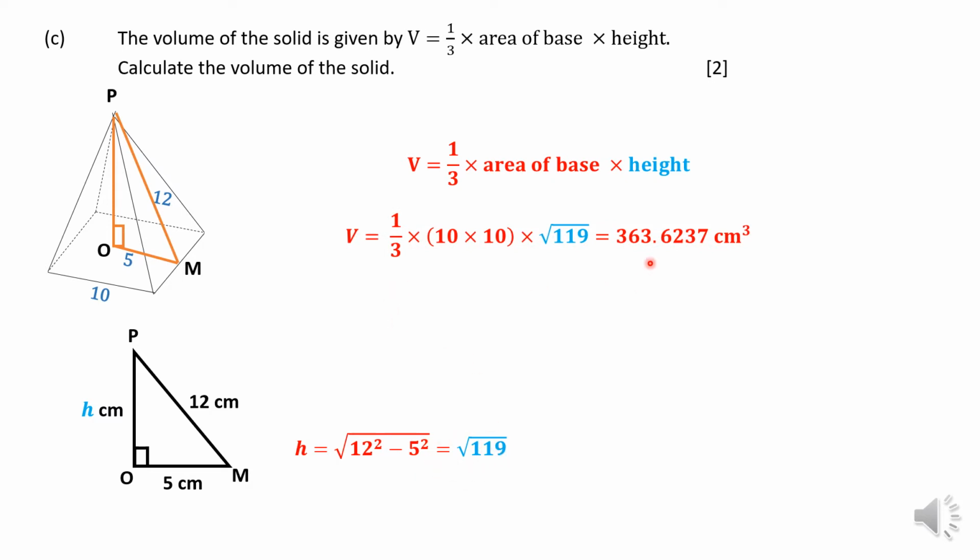And I'm going to calculate here the volume by plugging in 1 over 3 times the area of the base, which is a square, 10 times 10, times the height. And then you can go ahead and give this answer correct to 3 significant figures, which is 364 cubic centimeters.